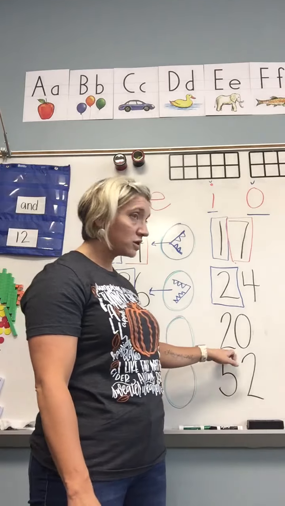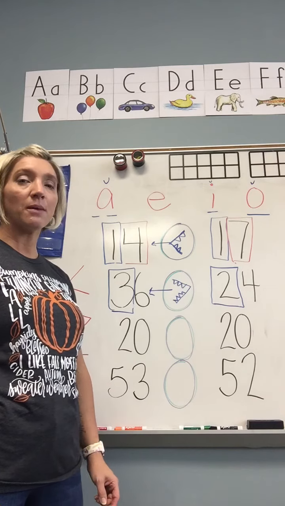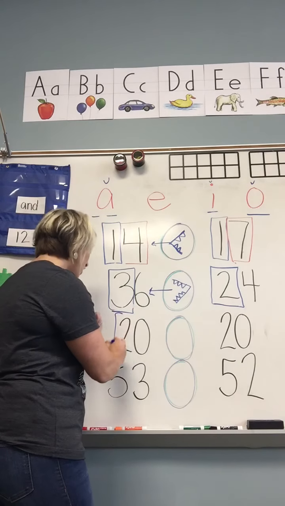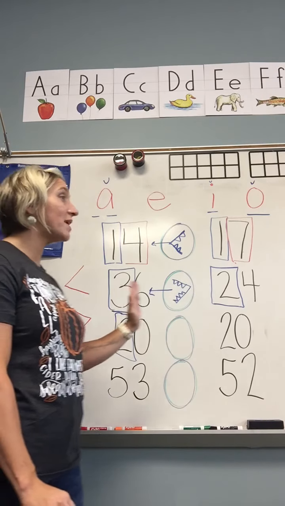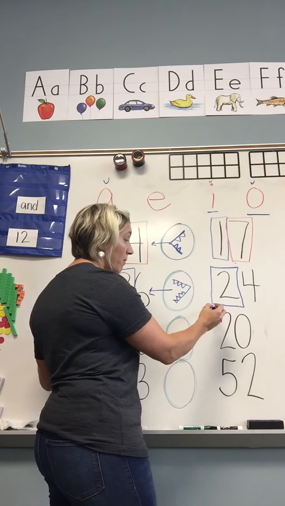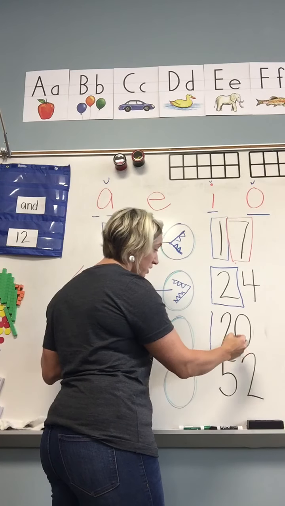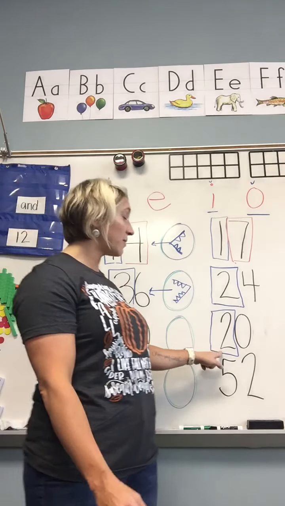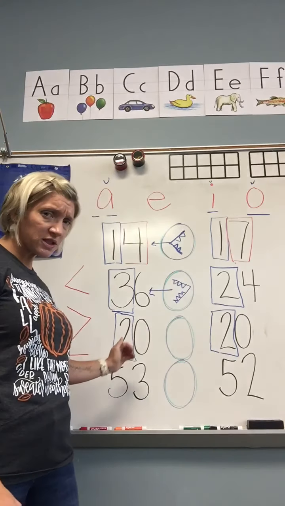20, 20. Okay, the first thing I'm going to do is look at the number in the tens place. What number is in the tens place in 20? 2. So 20 has 2 groups of 10. Now I'm going to move to my next number that I'm comparing. It is also 20. What number is in the tens place in 20? 2. So I'm going to put a box around 2. This 20 has 2 groups of 10. This number has 2 groups of 10. Looks like they're both the same.